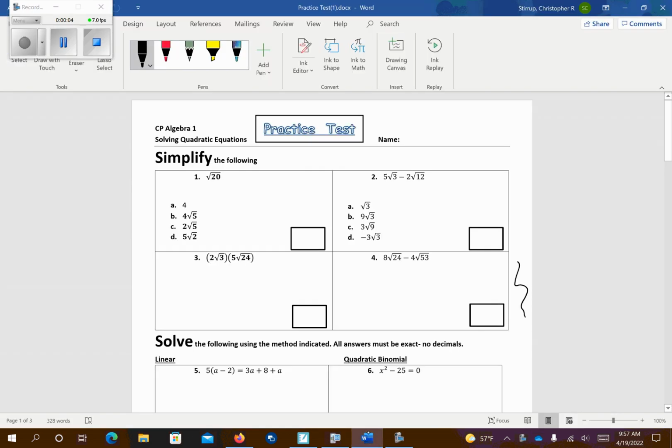Alright guys, this one we're going to break up root 20. We're going to break that into 4 times 5. 4 is the biggest perfect square, so we're going to get 2 square root 5. 2 square root 5 is letter C.